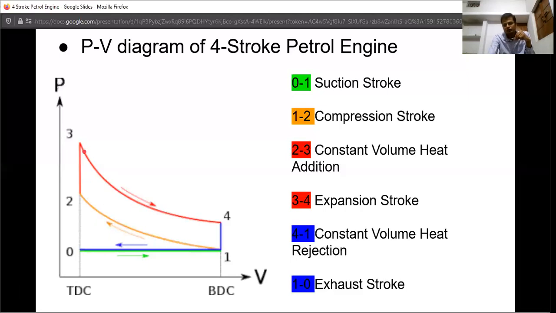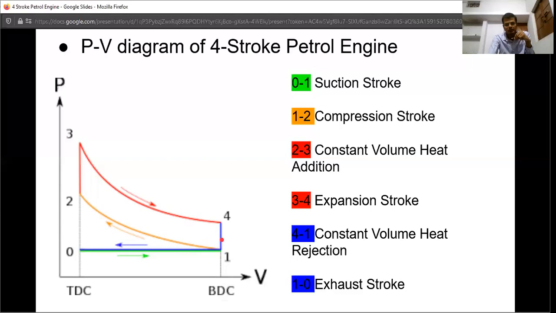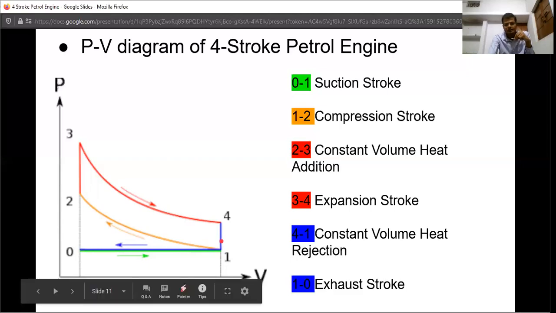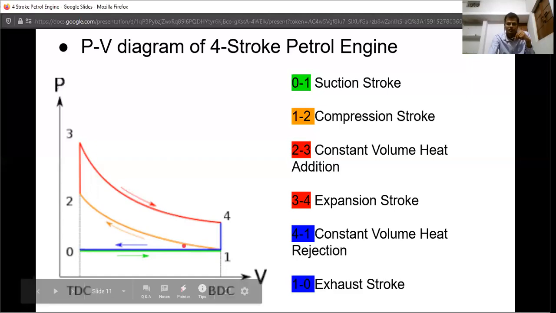The line 3 to 4 represents the thermal energy in the chamber, as a result of combustion, being used to do work on the piston, which pushes the piston down, increasing the volume of the chamber. This is also known as the power stroke. This line 3 to 4 is also an adiabatic process since there is no heat exchange between system and surroundings.